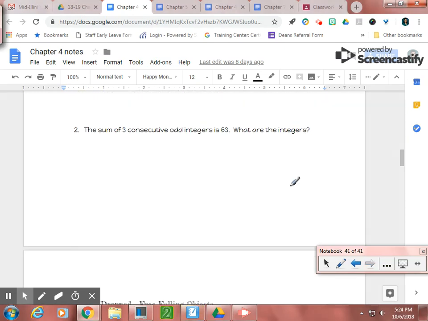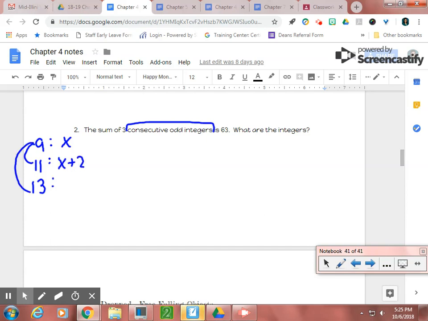Okay, so let's do this one. The sum of 3 consecutive odd integers. Consecutive odd integers. So my consecutive odd integers that we worked with above were 9, then 11, then 13. So my first number is always going to be x. So how do I get from 9 to 11? I added 2. How do I get from 9 to 13? I added 4. So the question says the sum. The sum means to add those together.